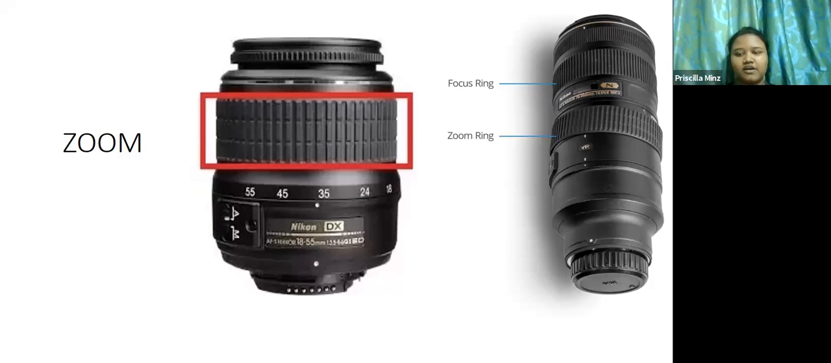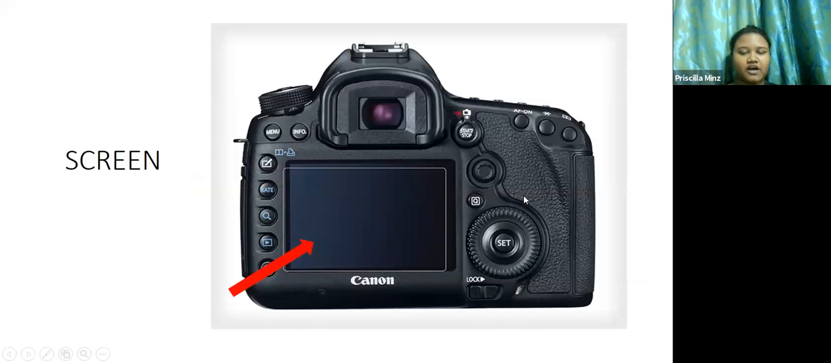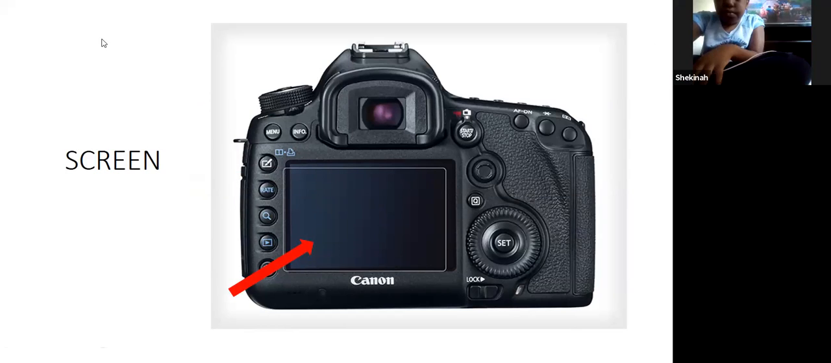All right. So here's another longer lens. And here you can see there are two rings. You have the zoom ring, which is at the back. And at the front, you have the focus ring. So we're not going to learn about the focus ring. We're only focusing on the zoom ring right now. Okay. Next, moving on. What is this?